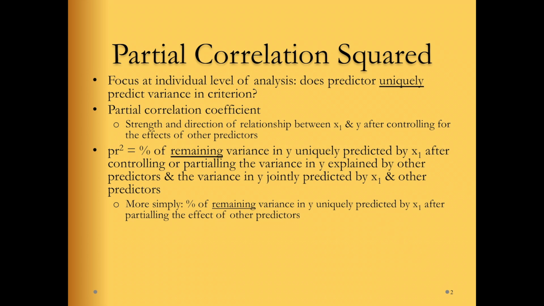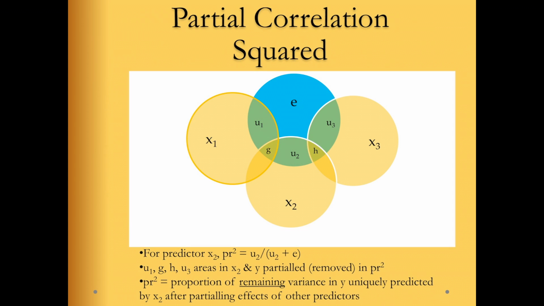By squaring the partial correlation, we are able to discuss the percentage of remaining variance in the criterion uniquely predicted by our predictor of interest after partialing the effects of all other predictors. Let's use this visual model to better understand the square of the partial correlation. If we consider predictor x2, the partial correlation squared is the unique area, u2, divided by the unique area plus error. To say it another way, it is the ratio of the unique area for x2 divided by what is left over in y after partialing the other predictors, or removing the variance associated with the other predictors.